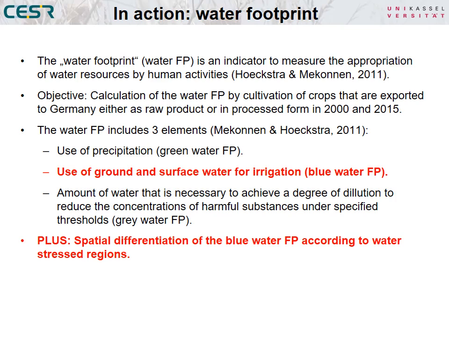In the original publication, the water footprint includes 3 elements. The use of precipitation, that's a green water footprint. Then the use of ground and surface water for irrigation, that's a blue water footprint. And the amount of water that is necessary to achieve a degree of dilution to reduce the concentrations of harmful substances under specified thresholds. That's a gray water footprint. Here in this study, we concentrate only on the blue water footprint. Plus, we do some additional analysis regarding the location of these footprints in water-stressed regions.